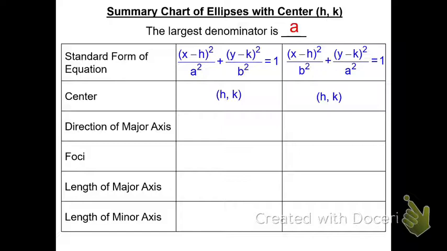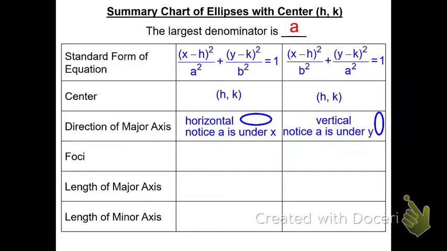If the larger value is underneath the x, the direction of the major axis is horizontal. It runs side to side. Whereas if it is underneath the y value, then the ellipse is vertical, and it's going to be stretched more vertically. Again, notice it's under what value, either x or y, the greater piece is, which in this case we're going to call the a.